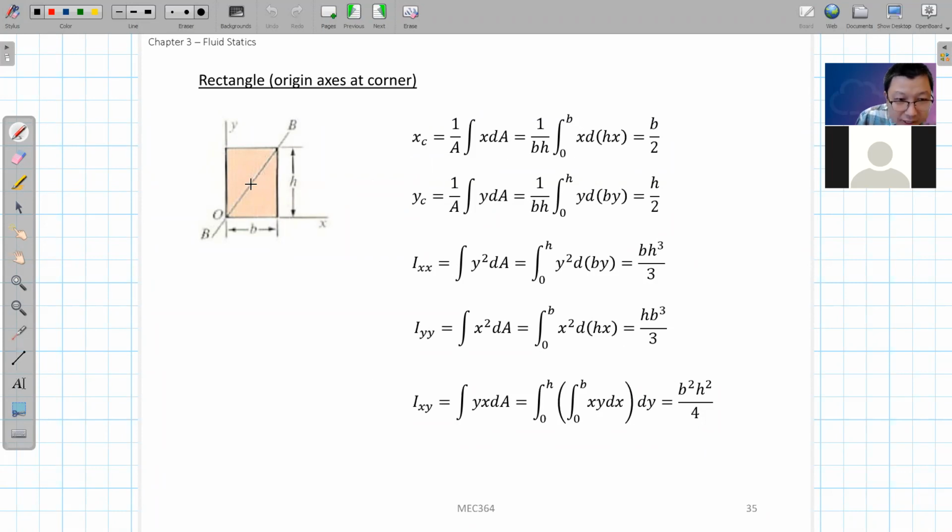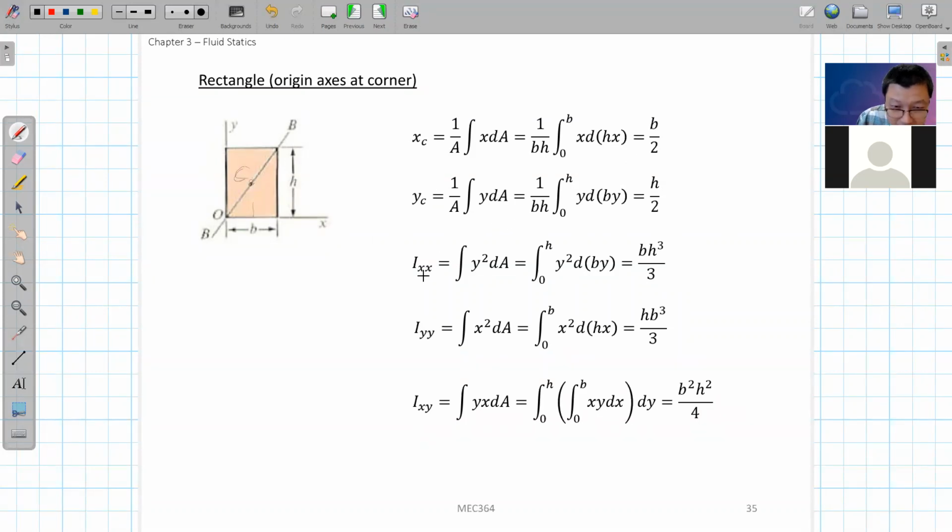Remember before, when the origin point is at the center, we went from minus b over 2 to positive b over 2, and minus h over 2 to positive h over 2. But now it's from 0 to b and 0 to h instead. And you will get a new result. For the centroid, the x location is b over 2, and the y location is h over 2. And b over 2 and h over 2 in this coordinate is still this center point. So basically the center point is still the same one, even though we translated the coordinate system by some distance.